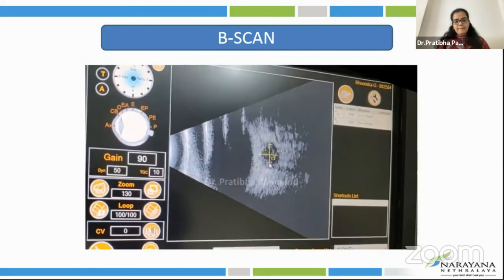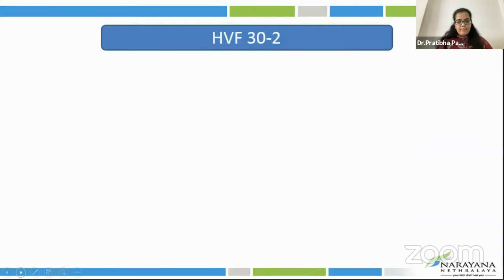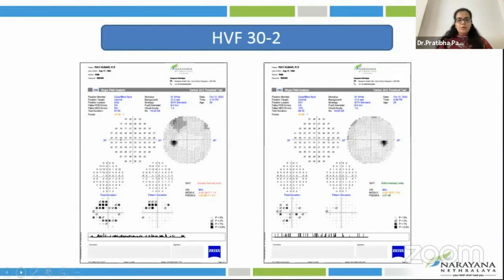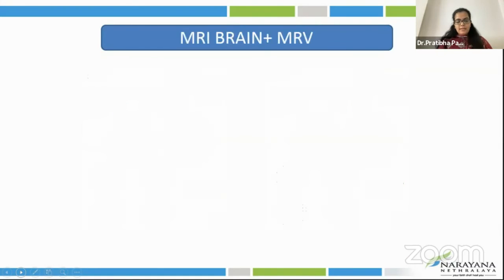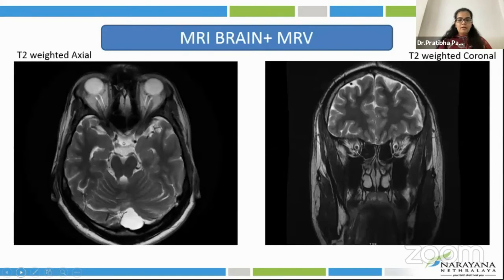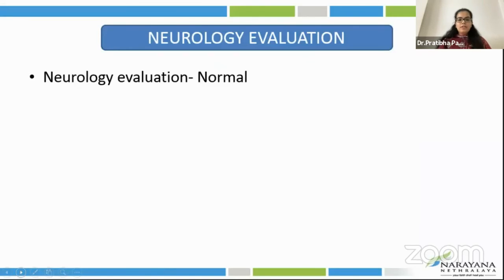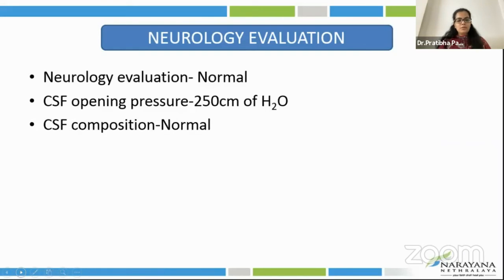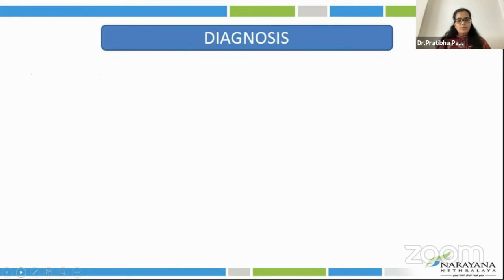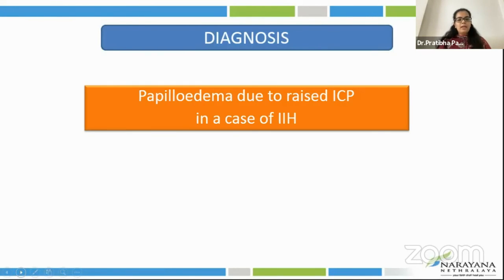So visual fields in the right eye were normal. Left eye showed some superotemporal defect. We also ordered an MRI brain with MRV, which reflected enlarged optic nerve sheath diameter with perioptic CSF, and MRV was normal. Neurology evaluation was normal and CSF opening pressure was 250 millimeters of water. CSF composition was normal. So this was a case of papilledema due to raised ICP in a case of IIH.